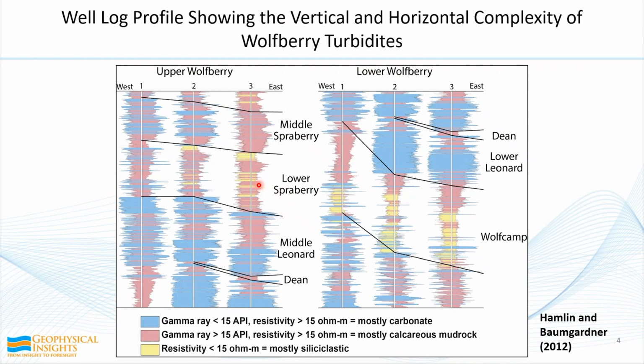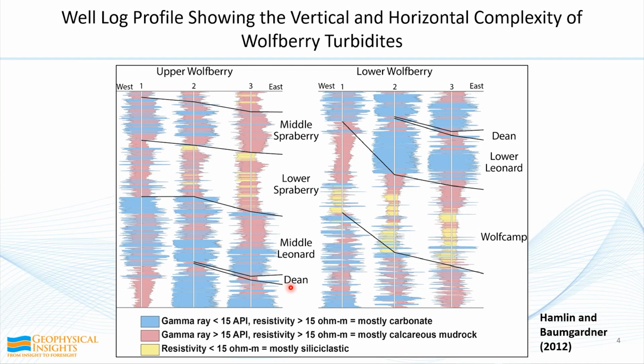Here's some log data kind of showing you what the detail of this huge Wolfberry turbidite system looks like in the Midland Basin. These 1, 2, and 3 numbered here, those are 3 wells. They're a long distance apart, roughly 6 or 8 kilometers between successive wells. And this is the top of what's called the Wolfberry turbidite system. Stratigraphically, it's a Sprayberry system, and it goes down to the spray barrier. Here's the Dean way down here.